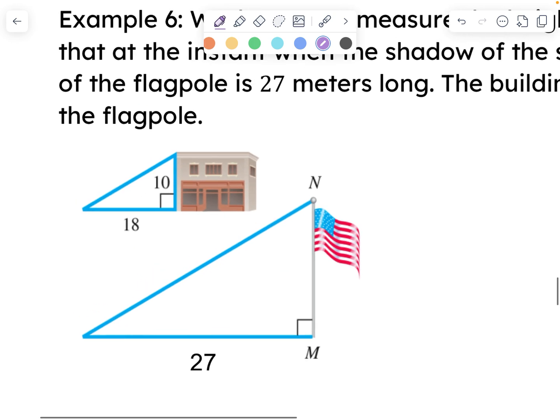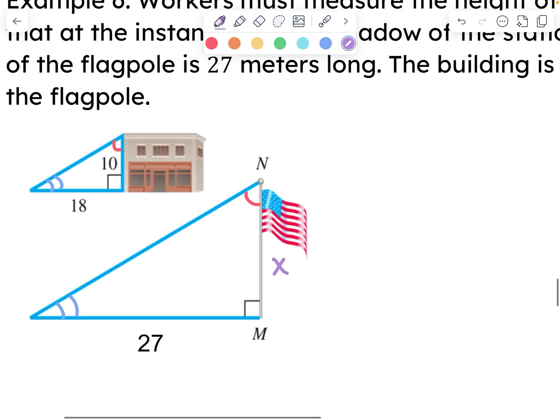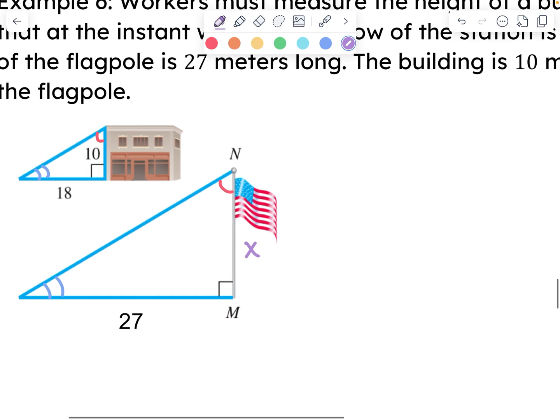So if we're looking, we know that the building and the ground and the flagpole and the ground make right angles, and those are labeled really nicely for us on our triangle. We also know that the sun is going to hit them at the same angle, so those two angles at the top are going to be the same, which also tells us that these angles down here are going to be the same, and we've got our similar triangles. So we can set up a ratio. Let's say the flagpole is x meters high.